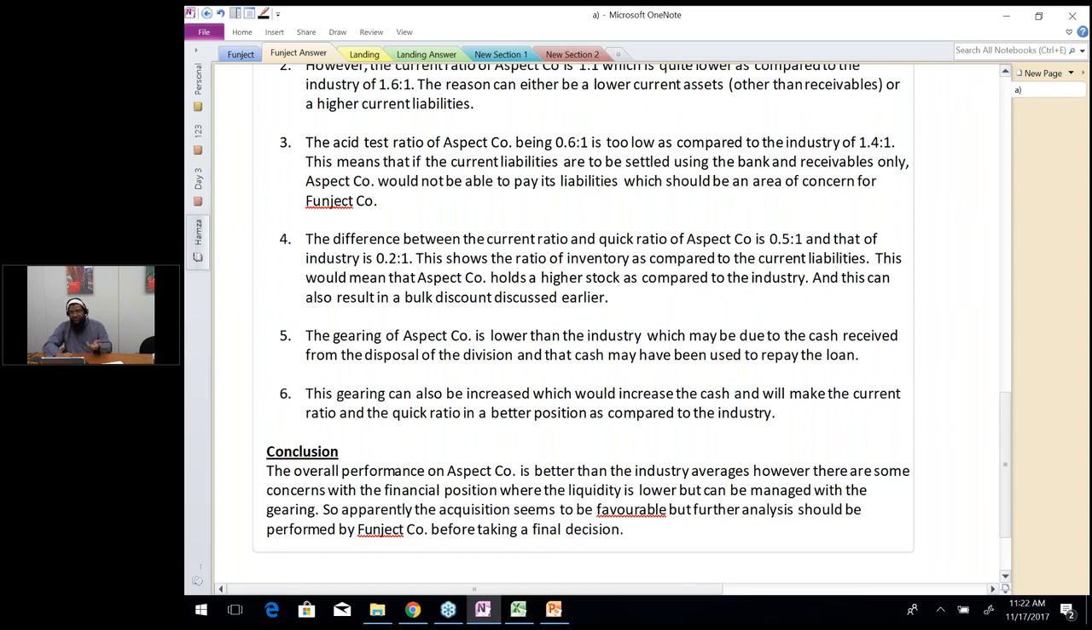So apparently we would say that the performance is good, the position is bad, but can be managed through increasing the gearing. So we know what is bad and how to cover that. So apparently the acquisition seems to be good enough, but there should be some further analysis before deciding.